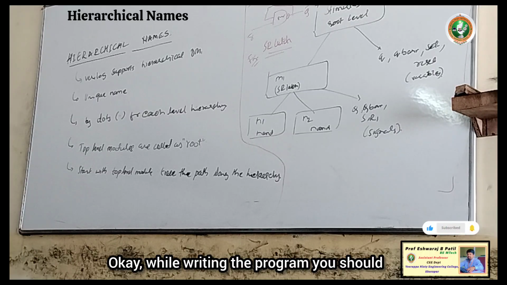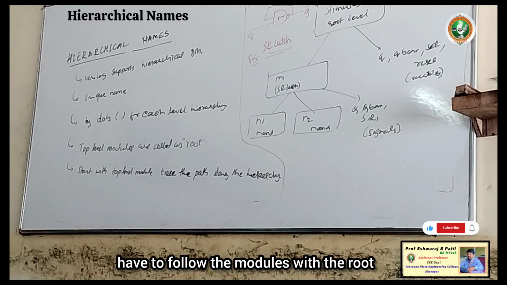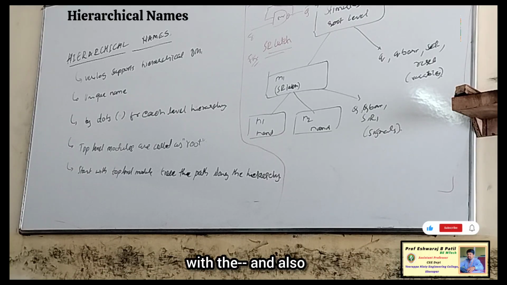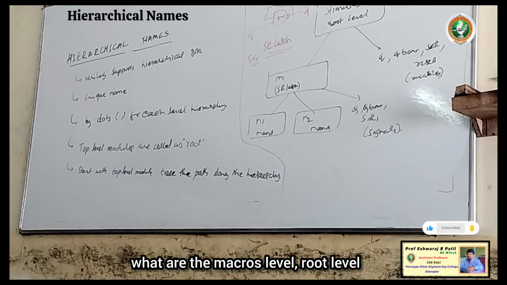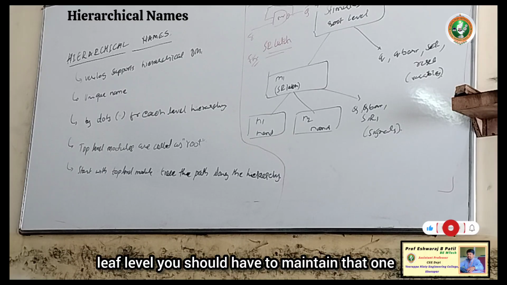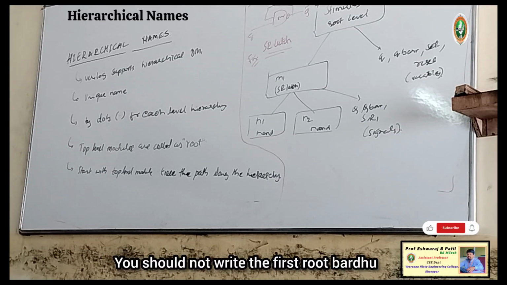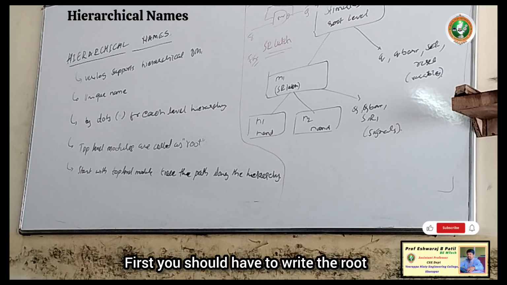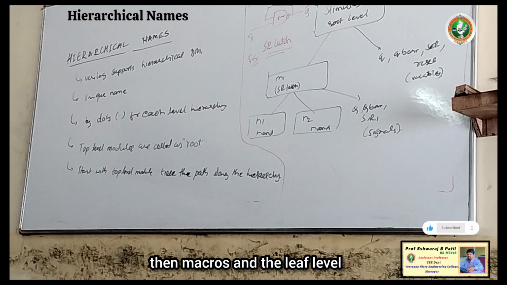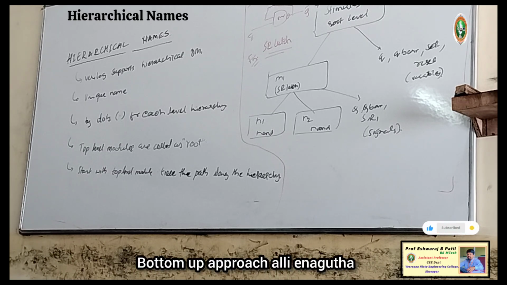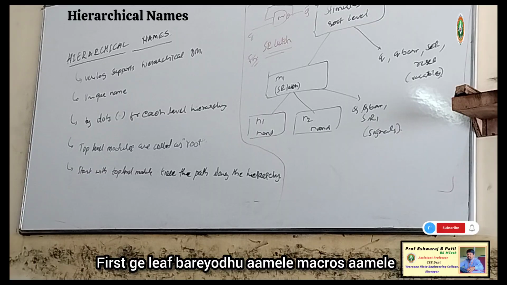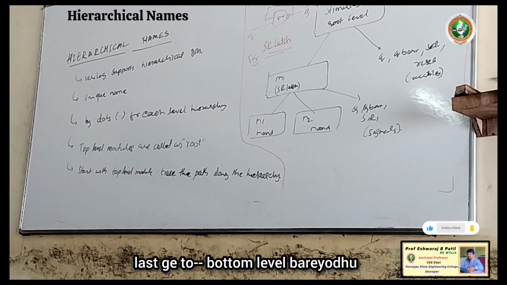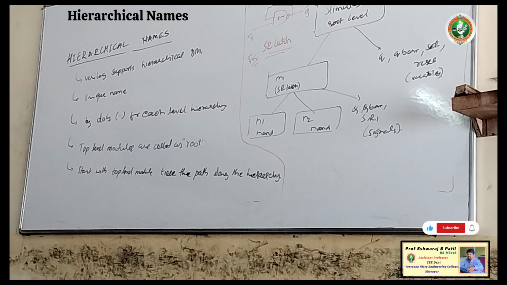Okay, while writing the program you should follow the models with the root, and also what are the macro level, root level, leaf level; you should maintain that. You should not write the leaf first and the root later. First you should write the root, then macros and the leaf level. This is called the top down approach. In the bottom up approach, first you write the leaf, then the macros, and last the bottom level.